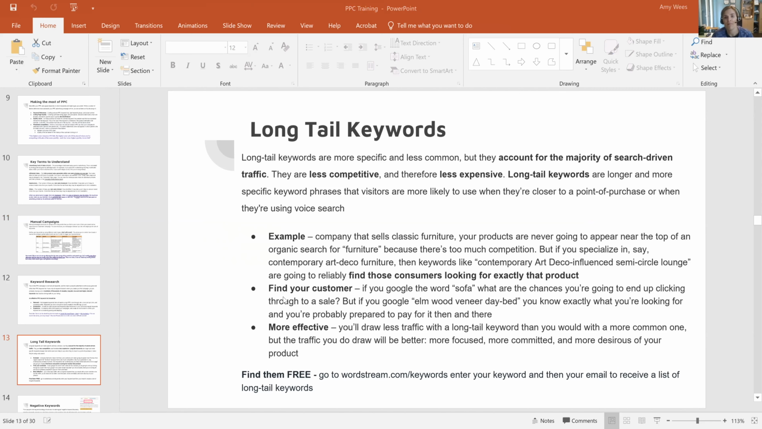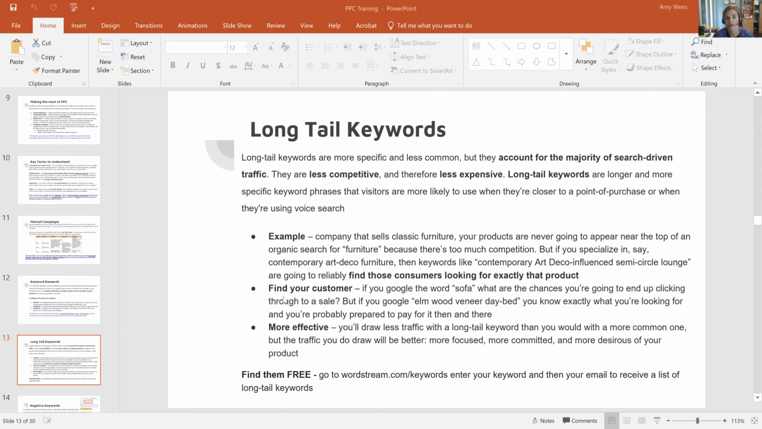So bamboo skewers is obviously a keyword a lot of people are going to be competing for, right? But if we say bamboo skewer kit for marshmallow roasting, that is people who are looking specifically for bamboo skewers for marshmallow roasting, right? So that's an example of a longer tail keyword.